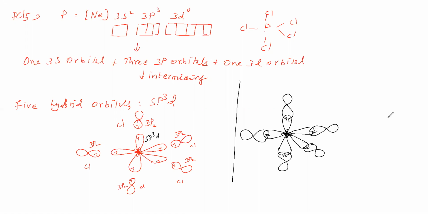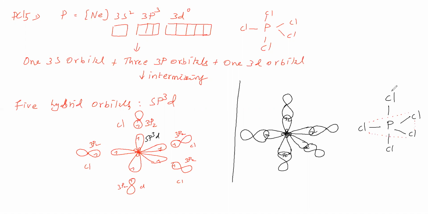So we are getting PCl5. In PCl5, one bond is here, second bond, third bond, fourth bond, fifth bond. Like this we have given. Here, if we join these three chlorine atoms, you will get a triangular shape. Trigonal planar we will get.